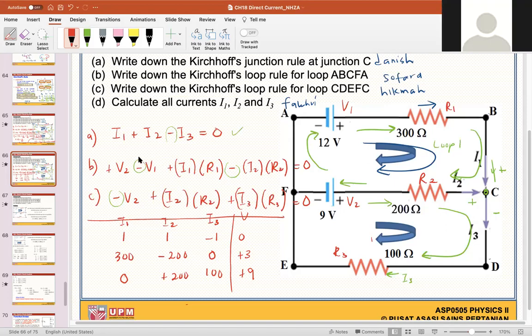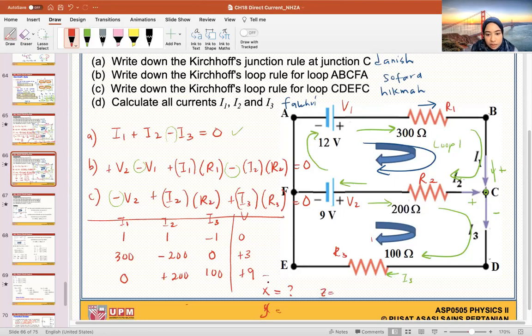Okay. Najwa, can you help me and use your calculator and find out if you get the answer? I mean, what's your answer, basically. So your calculator will say X, what answer, Y, what answer, Z, what answer. So X is I1, Y is I2, Z is I3. Okay? So use your calculator, tell me what's the answer.